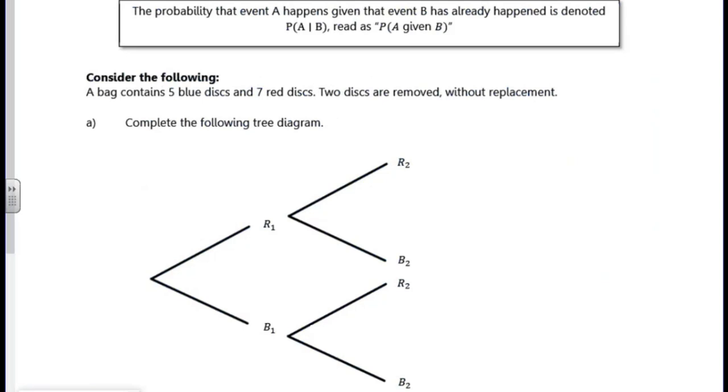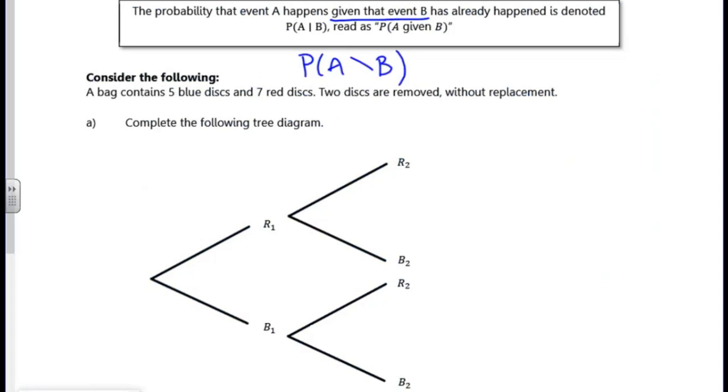Right then, so some formulas. It says the probability that an event A happens given that event B has happened. So it's A given B, and it looks like that. Some of the old texts can't do that, so it's just a straight up line, but that's how it is.